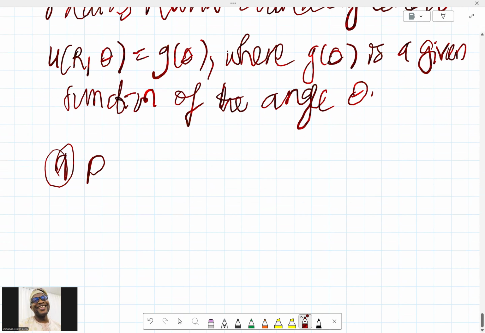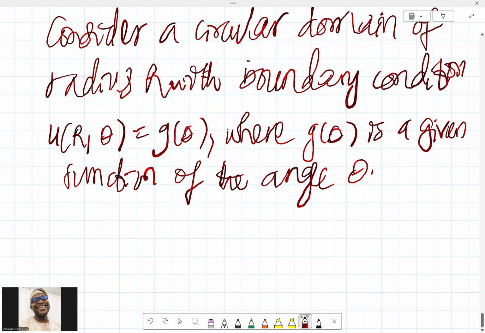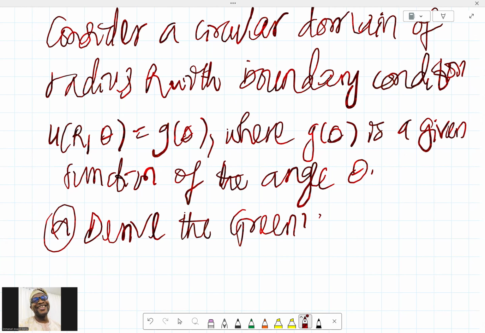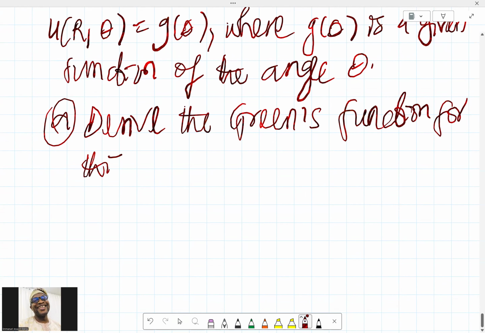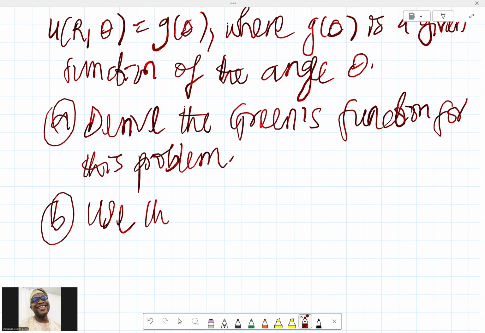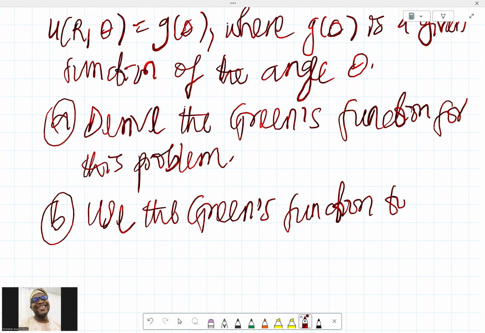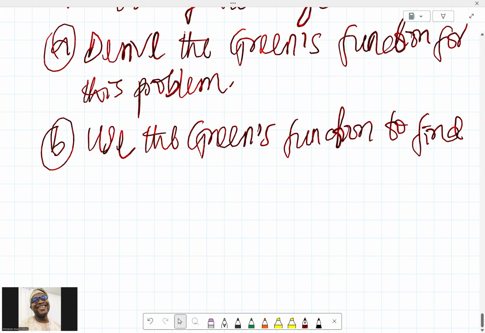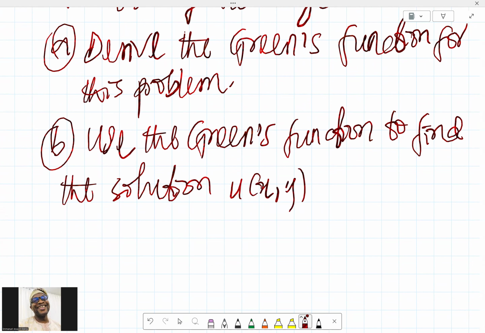Okay, A: derive the Green's function for this problem, and B: use the Green's function to find the solution u of x comma y inside the disk.